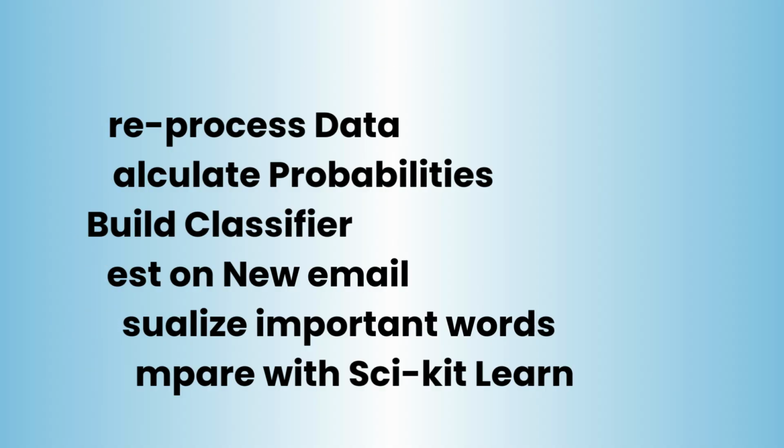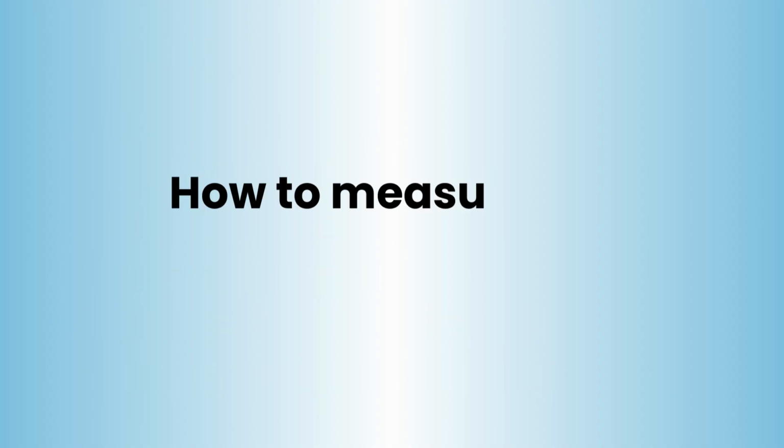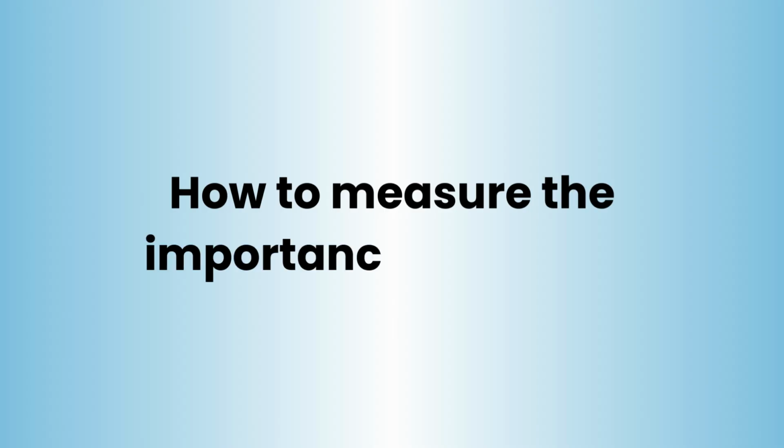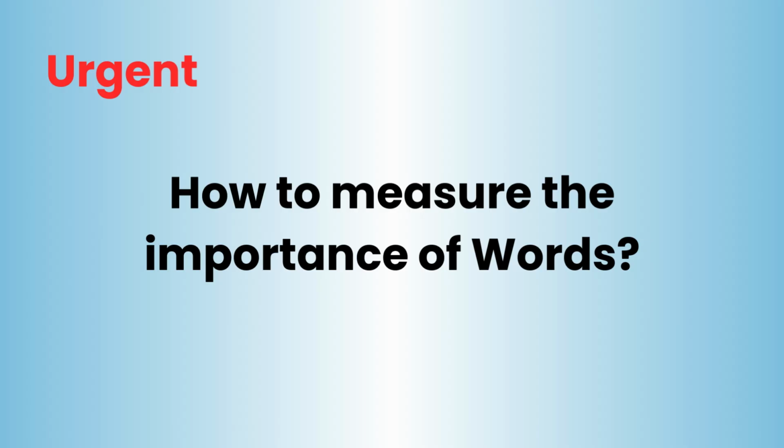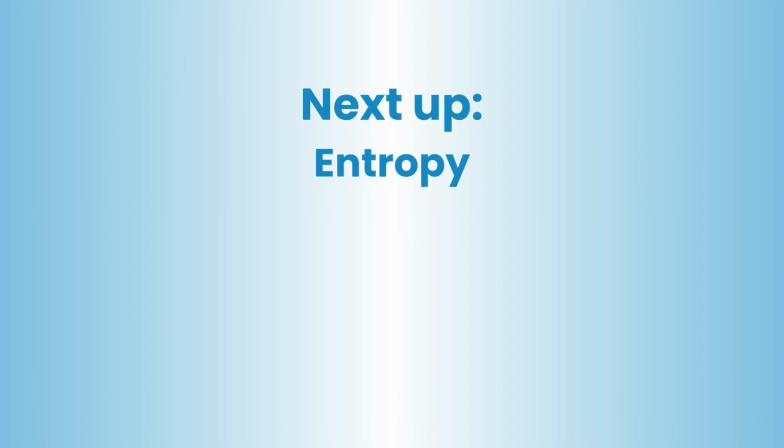But we are just getting started. Naive Bayes treats every word equally, but the word urgent carries far more information than the word the. How do we measure the importance of words mathematically? How do we quantify information itself? The answer for this is entropy, the math of surprise. And it changes everything. That's what we are going to see in the next video.